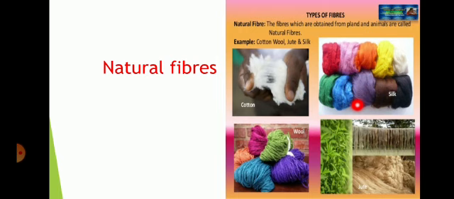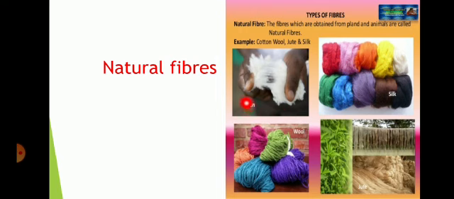We get cotton fiber from the seeds in the fruit of the cotton plant. Cotton is used to make dresses. Jute is a plant fiber that we get from the stem of the jute plant. Jute is used to make bags, socks, ropes and mats. We are using jute fiber for that.